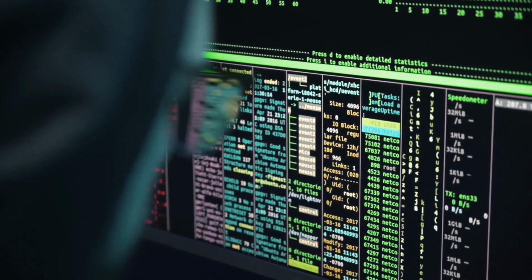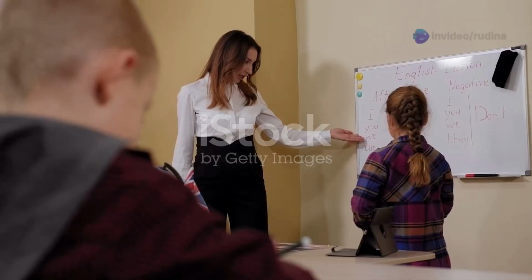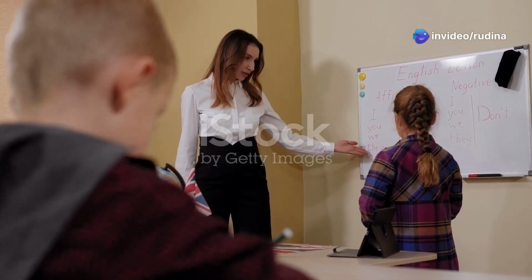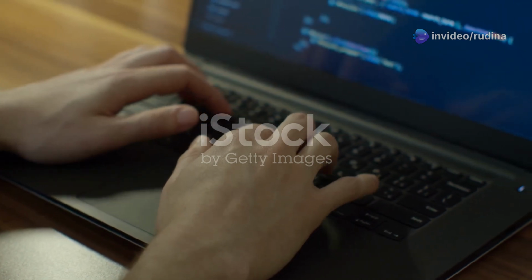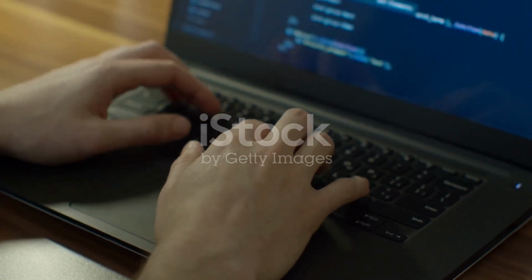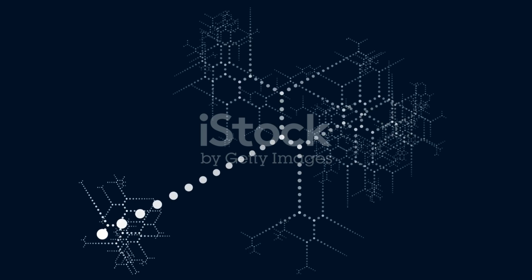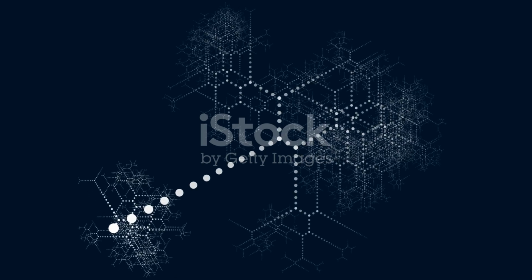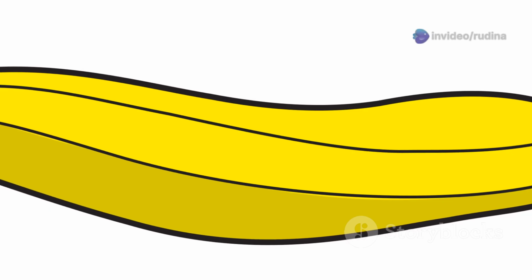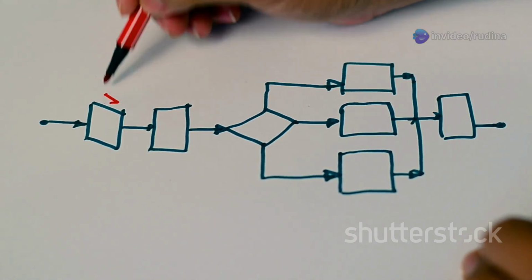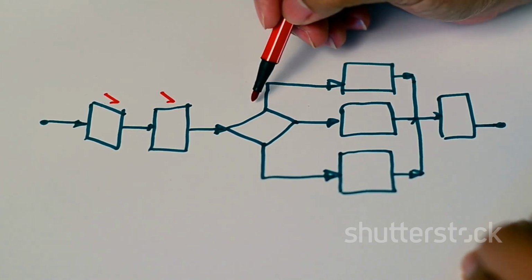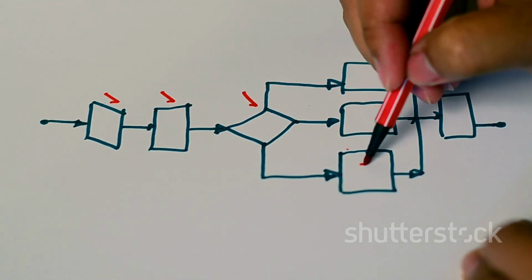Building a suffix tree might seem daunting at first. However, with a step-by-step approach, it becomes easier to understand. We start by adding each suffix of the string into the tree, one by one. Each suffix is represented by a path from the root to a new leaf node. Let's illustrate this with our banana example. We begin with the suffix banana. We create a path from the root, adding edges for each character: B, A, N, A, N, and A.